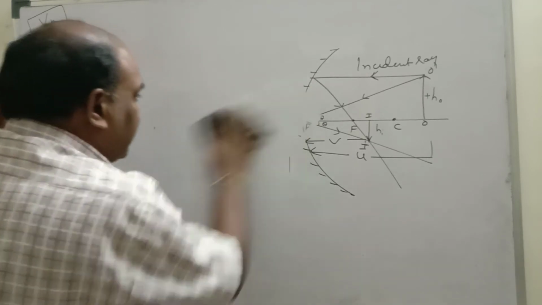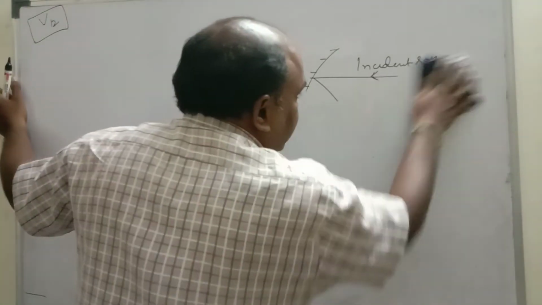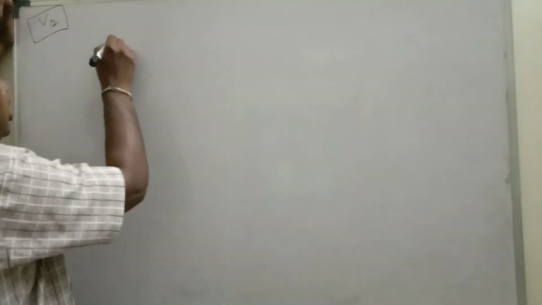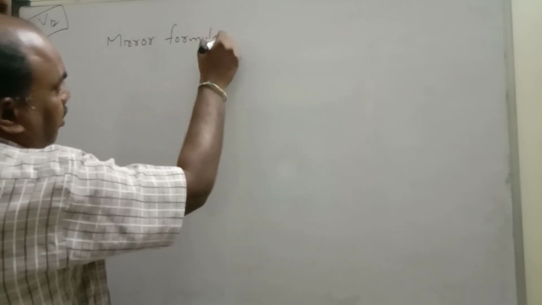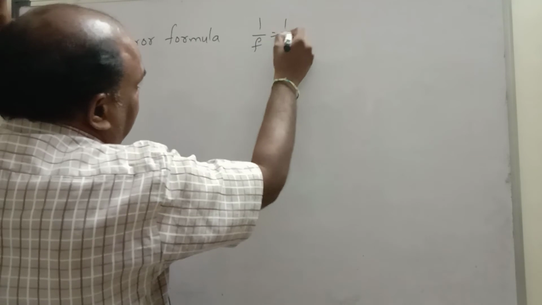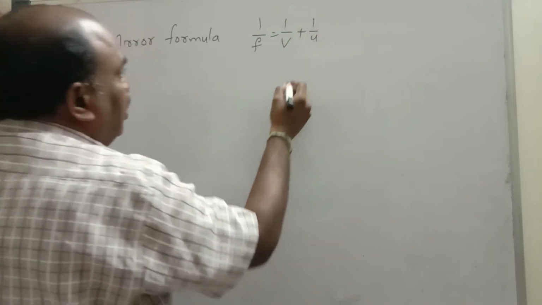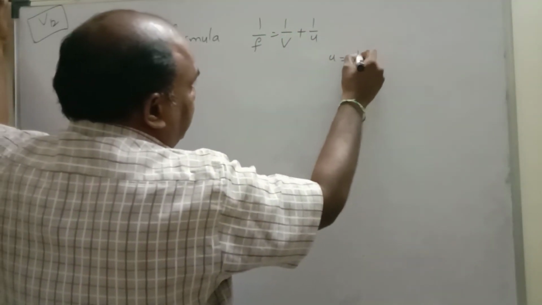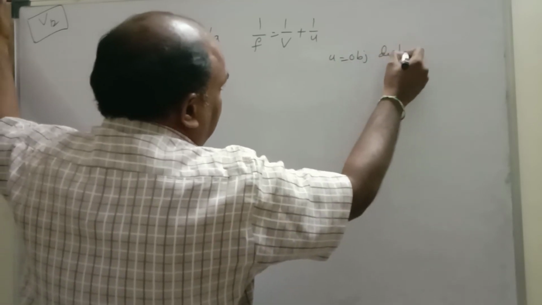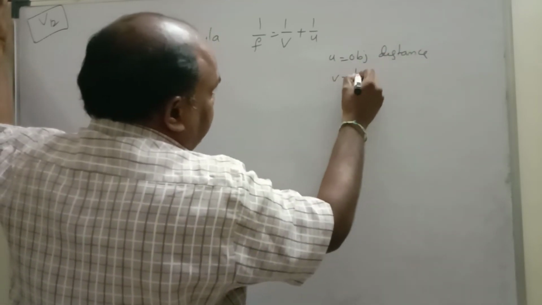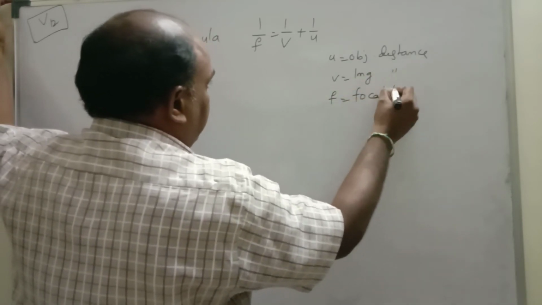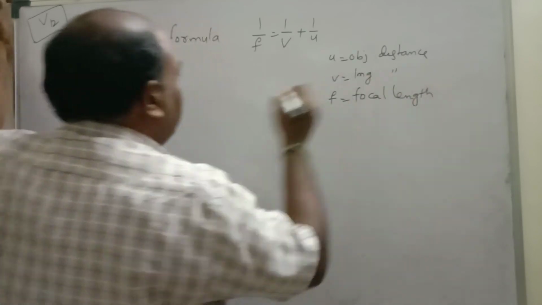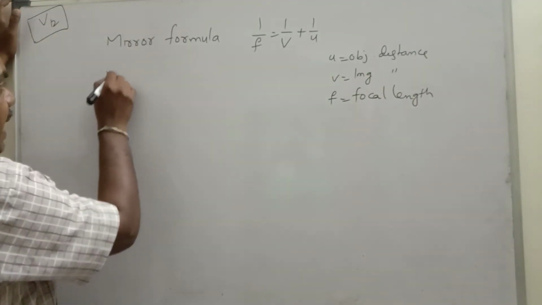Once again, two formulas I will write at a time, mirror formula and magnification formula. Tell me, what is the mirror formula, children? Mirror formula: 1 by F is equal to 1 by V plus 1 by U, where U is equal to object distance, V is equal to image distance, F is equal to focal length. This is the mirror formula.